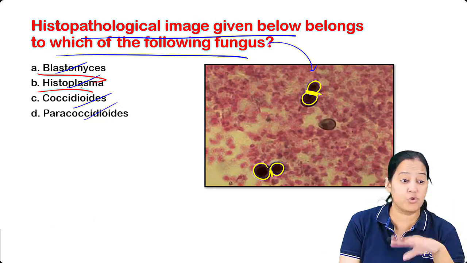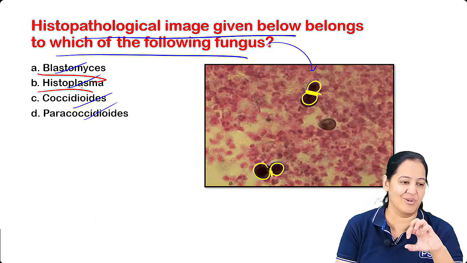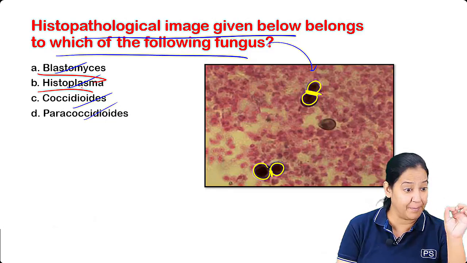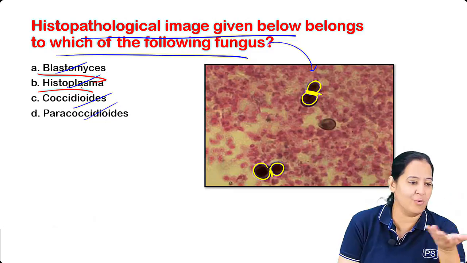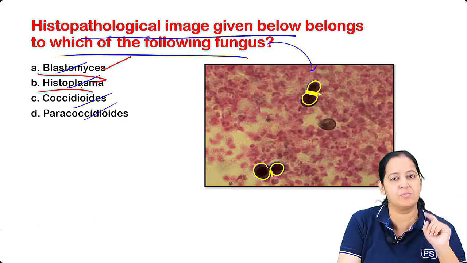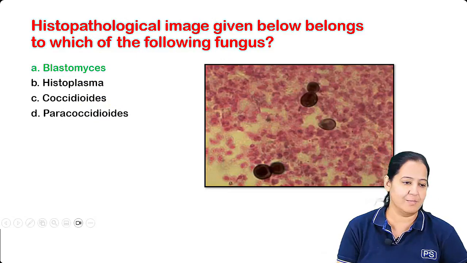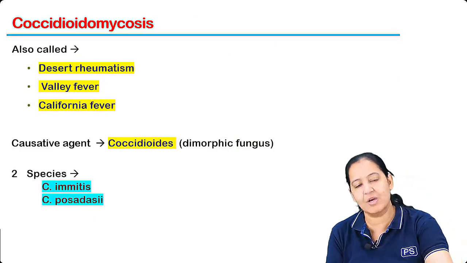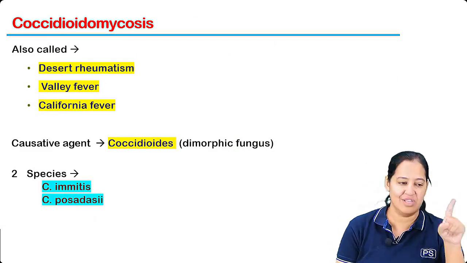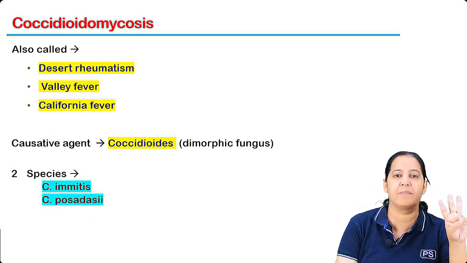Ab dikhne mein to histo bhi aisa hi hai. Lekin histo is intracellular. This is extracellular and it is looking like broad-based. Ab bahut broad or narrow itna to nahi samajh mein aa raha, but still, blasto is more preferred than histo. So correct answer here is blasto. Okay ji, chalo. The next is the coccidio, the third one. So we are done with histo, we are done with blasto.